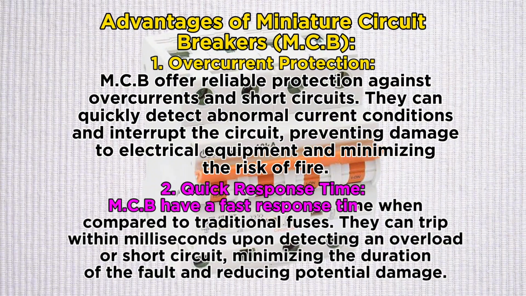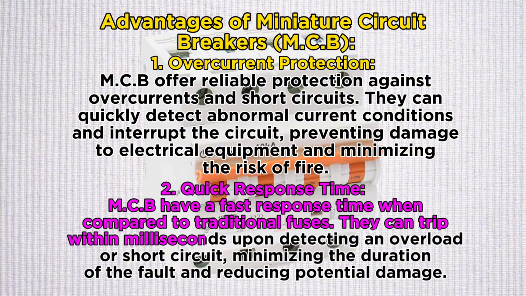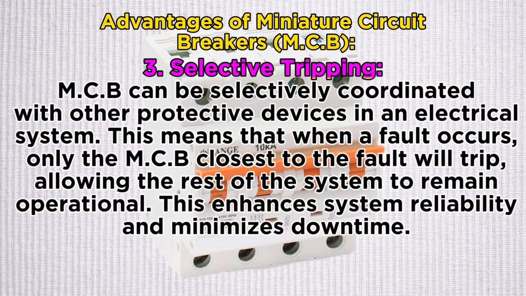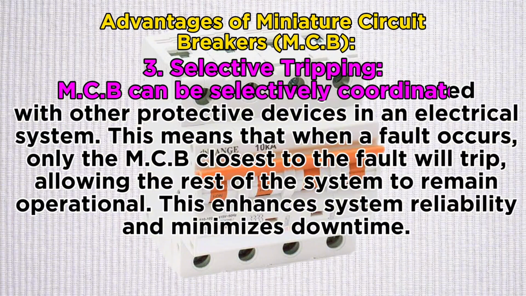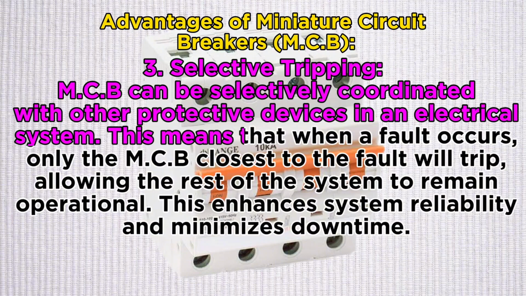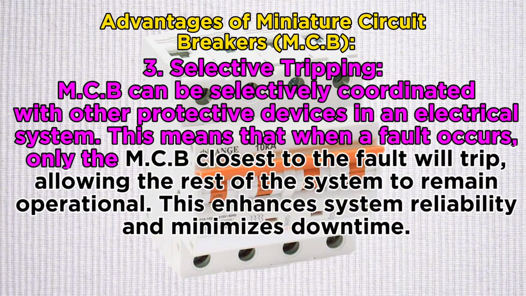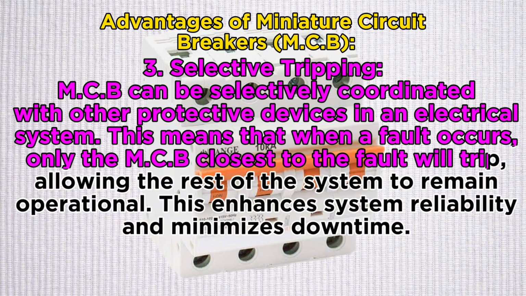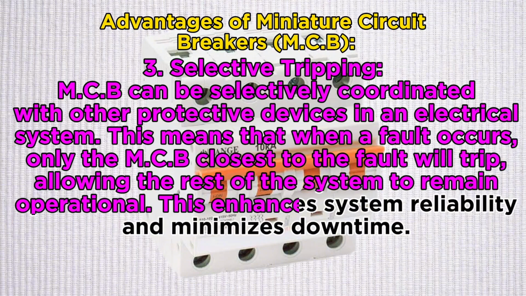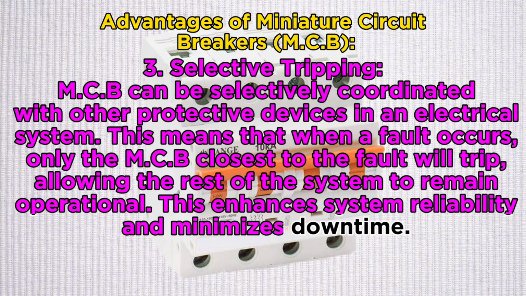MCBs have a fast response time when compared to traditional fuses. They can trip within milliseconds upon detecting an overload or short circuit, minimizing the duration of the fault and reducing potential damage. 3. Selective tripping. MCBs can be selectively coordinated with other protective devices in an electrical system. This means that when a fault occurs, only the MCB closest to the fault will trip, allowing the rest of the system to remain operational. This enhances system reliability and minimizes downtime.